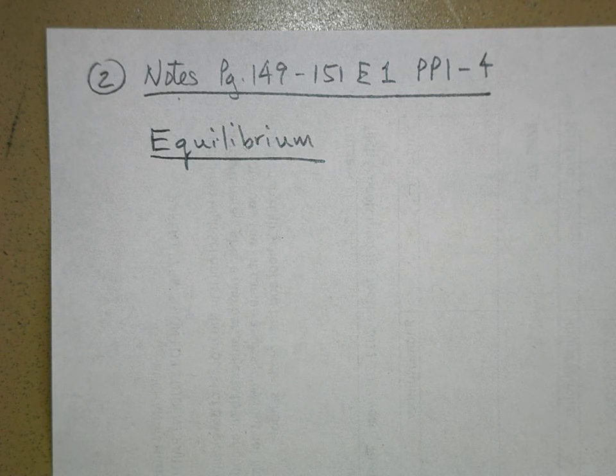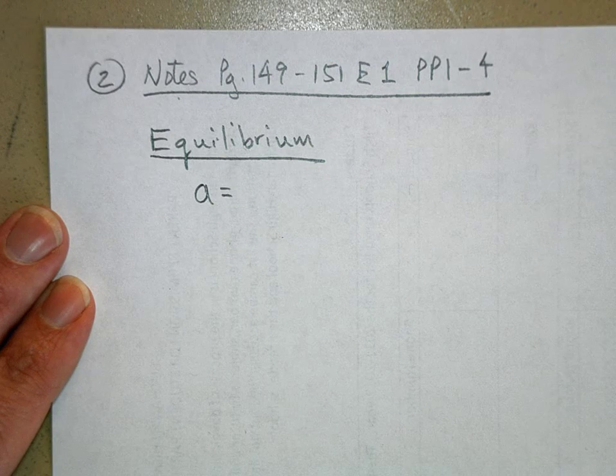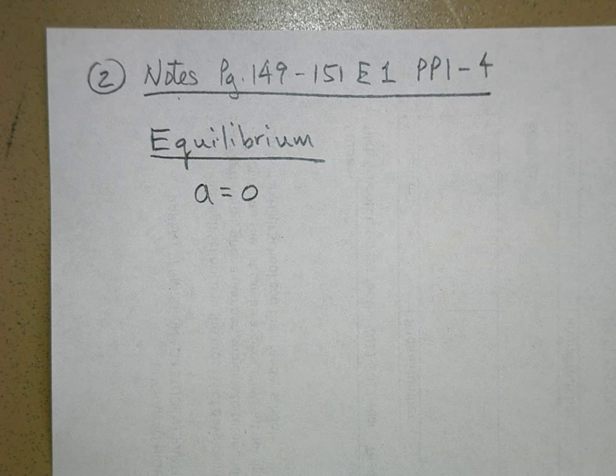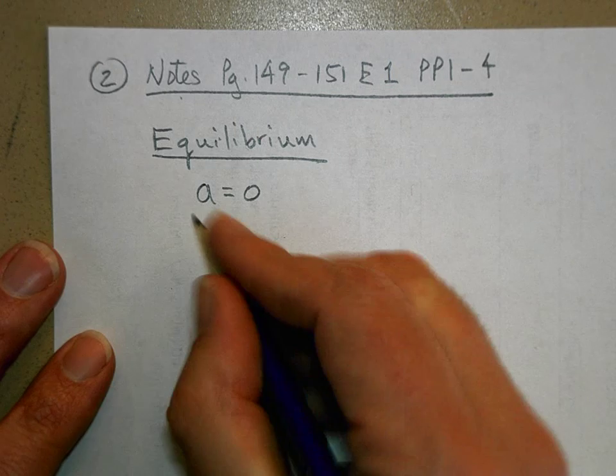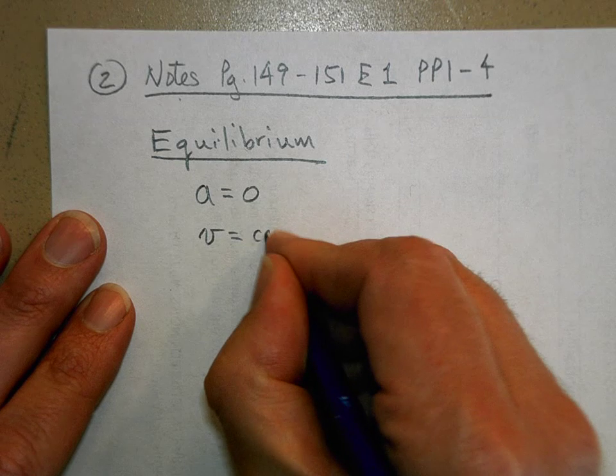In chemistry, they have chemical equilibrium. That means the products and the reactants are going in both directions and things are steady. Well, in physics, what we mean by equilibrium is this. Acceleration is zero. There is no acceleration, which means that the velocity is what? Constant.